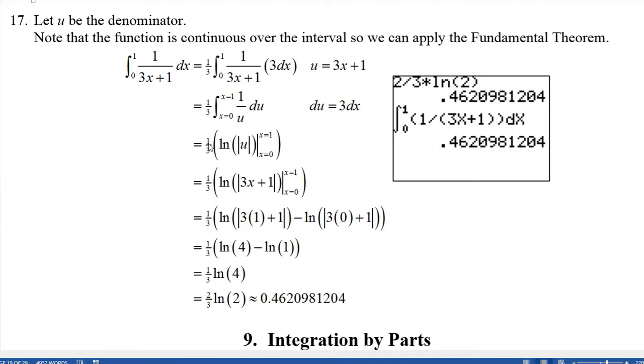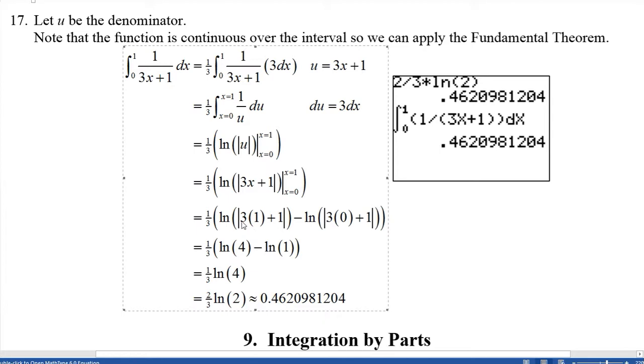I still have my 1/3 out front. And actually, I guess technically the 1/3's in here, but we can factor it out front here as well. So I'm just going to bring it out front here. Make sure I put parentheses around the whole thing, though. The u is then 3x plus 1, as we saw up here. And so then we just substitute in a 1 and a 0.